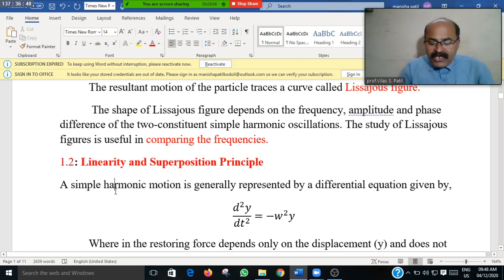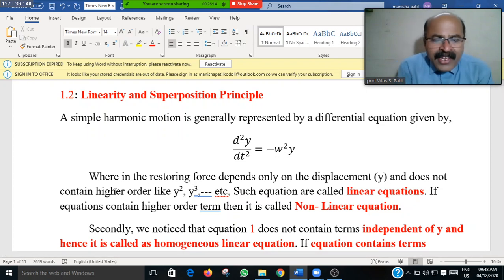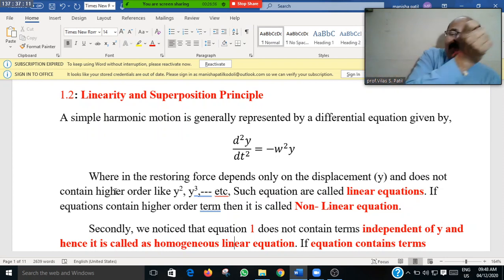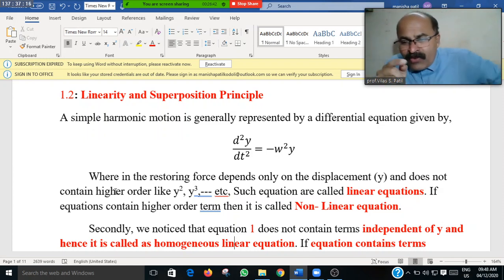A simple harmonic motion is generally represented by a differential equation. At an earlier stage we studied that simple harmonic motion is represented by the differential equation d2y by dt square is equal to minus omega square y. Minus is the sign because the displacement is towards the mean position. It goes out from the mean position and comes toward the mean position, and hence it is known as a minus.